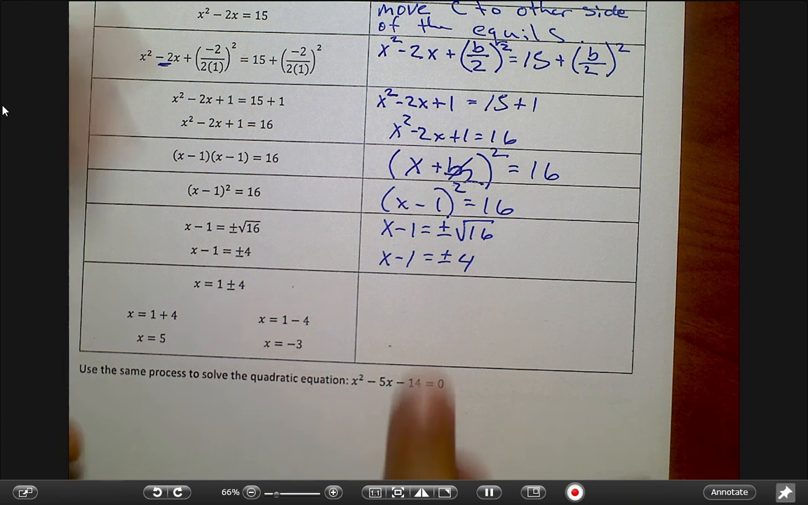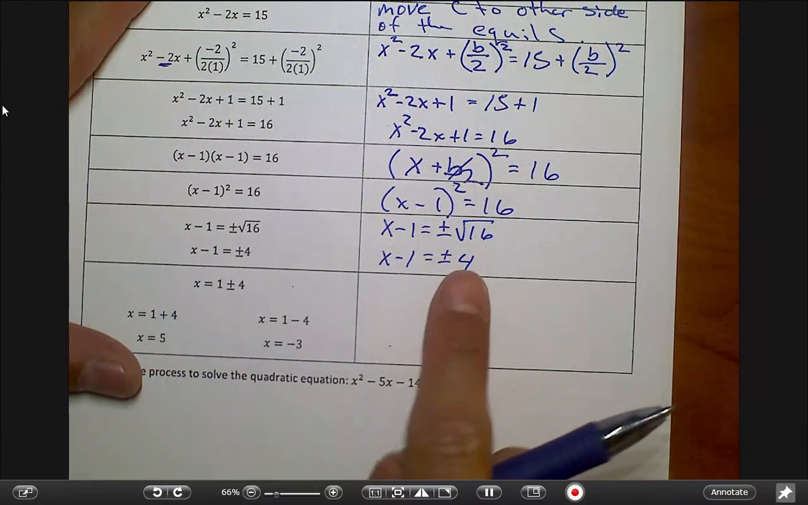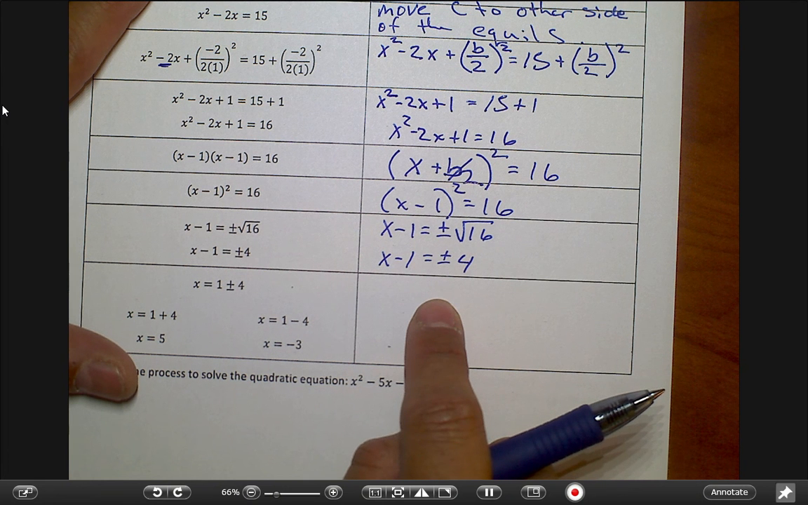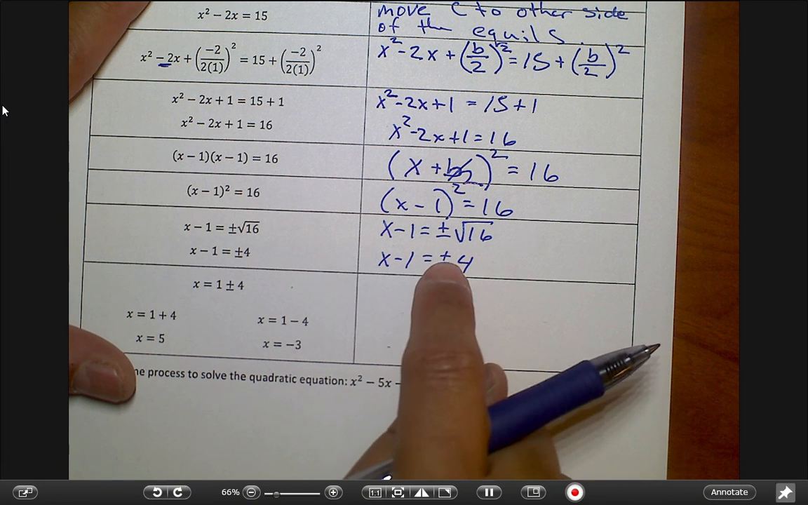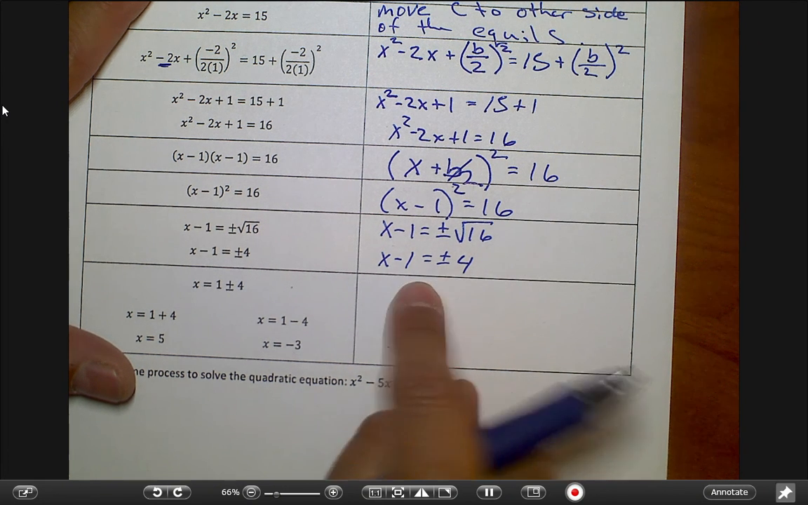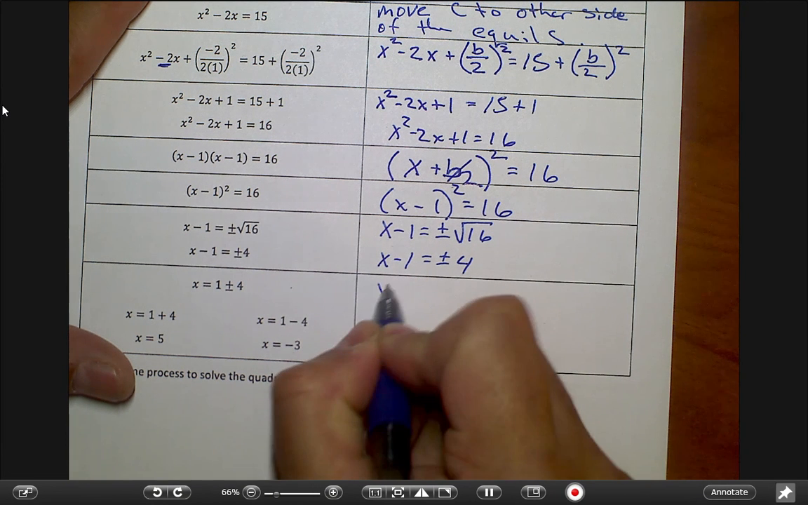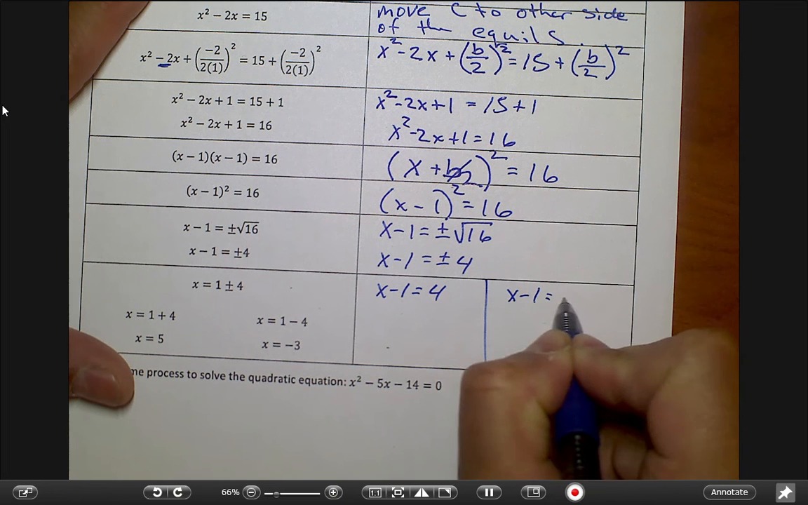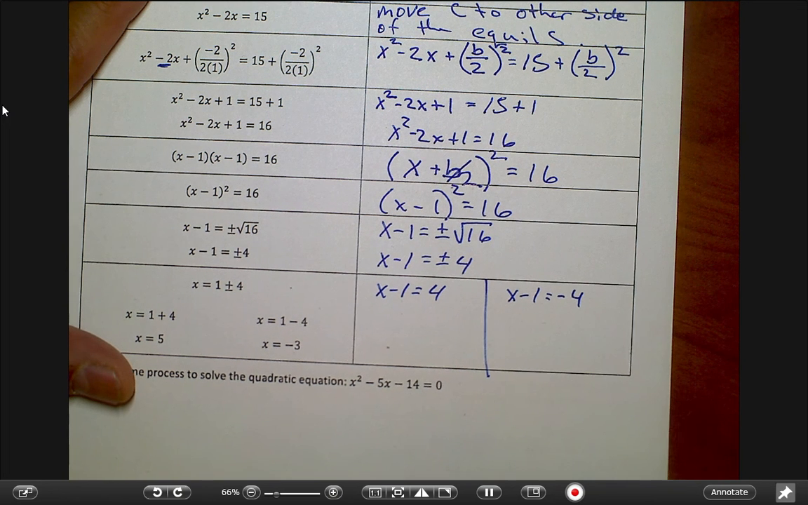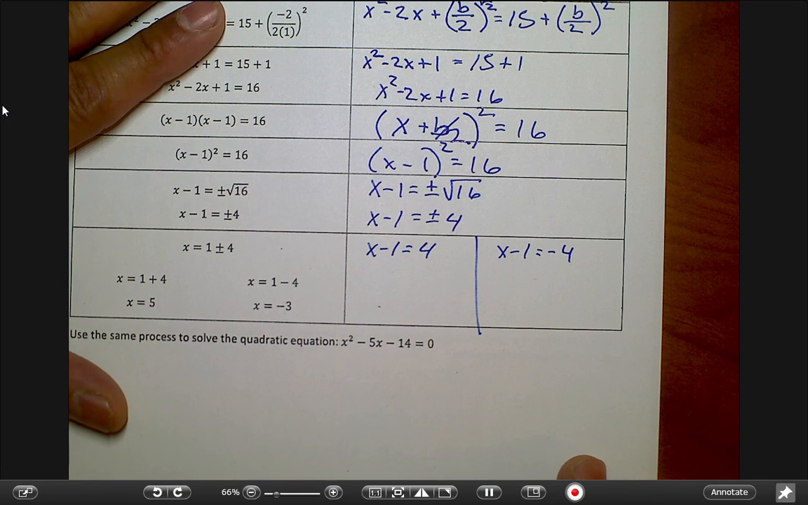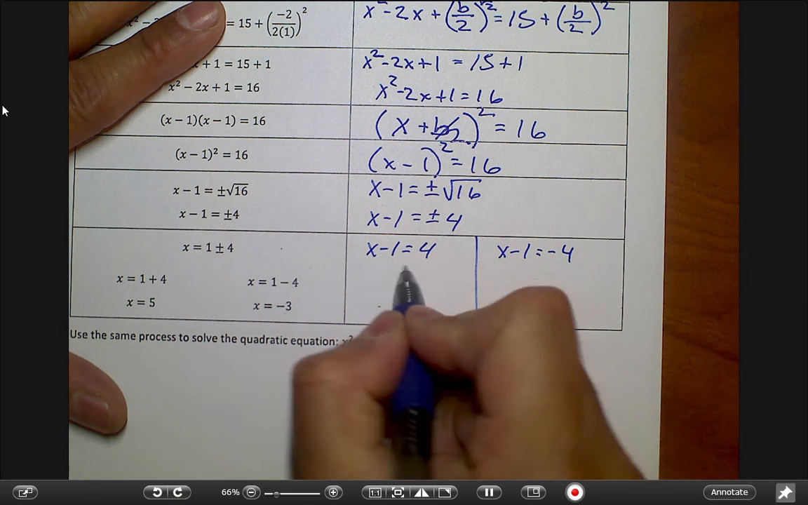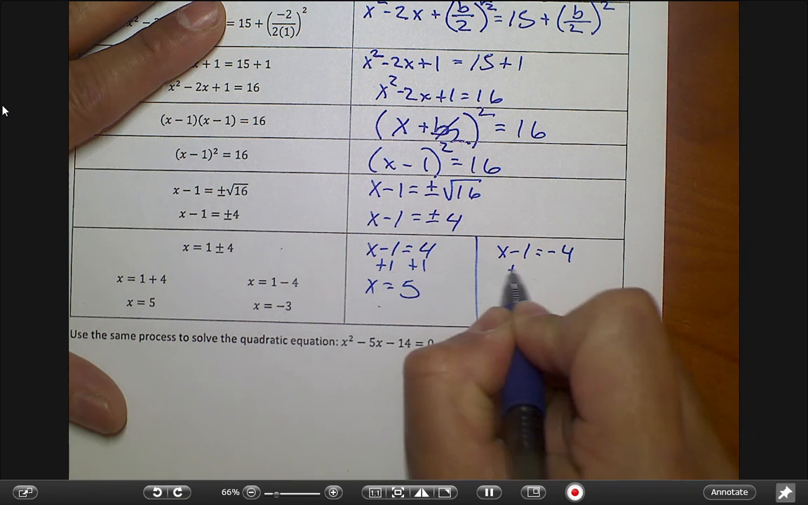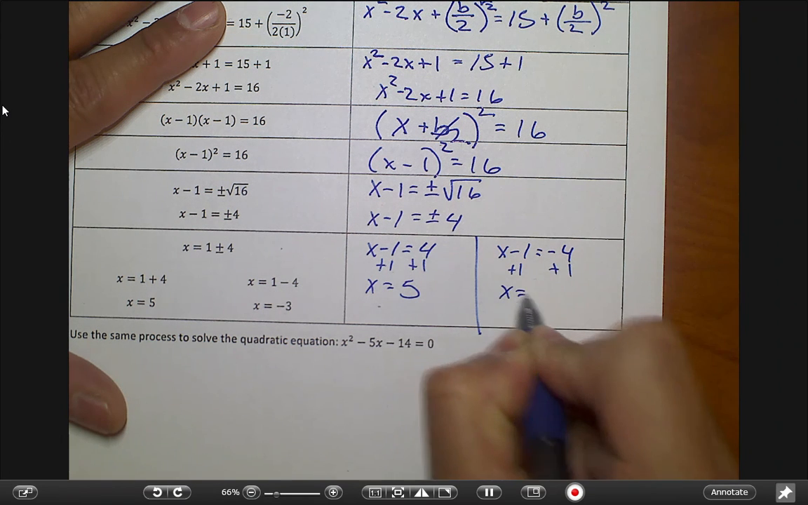Okay? Now, I need to solve for x. We are solving for x, we are not factoring. So if I'm solving for x, I should have it say x equals. Since I have a plus or minus right here, I need to actually go through and separate it. So it's going to look like this. X minus 1 equals positive 4. X minus 1 equals negative 4. Add 1 to both sides. X equals 5. Add 1 to both sides. X equals negative 3.